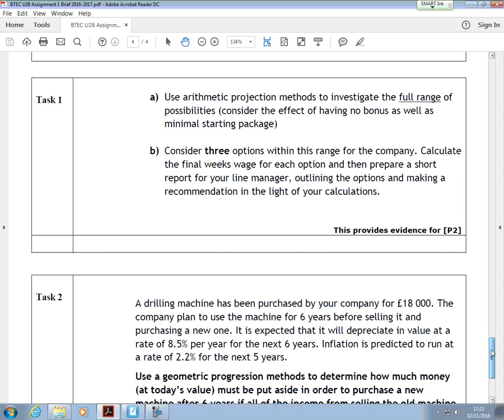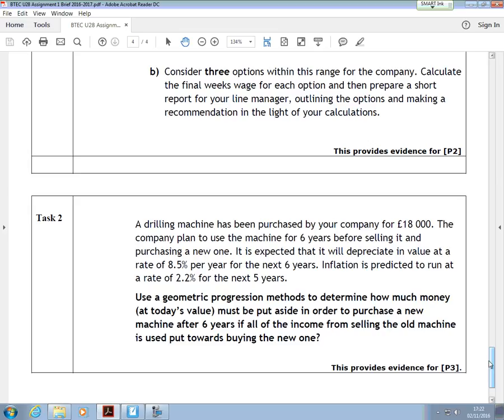The second task, drilling machines purchased by your company for 18 grand. Plan to use the machine for 6 years before selling it and purchasing a new one. Expected it will depreciate in value at a rate of 8.5% per year for the next 6 years. So we're talking geometric progressions here. For 6 years, 7 numbers in the progression. Inflation is predicted to run at a rate of 2.5% for the next 5 years.